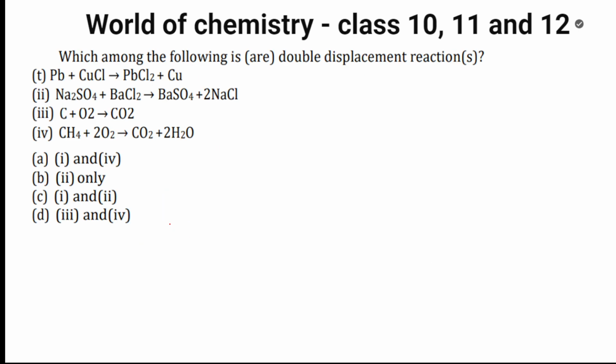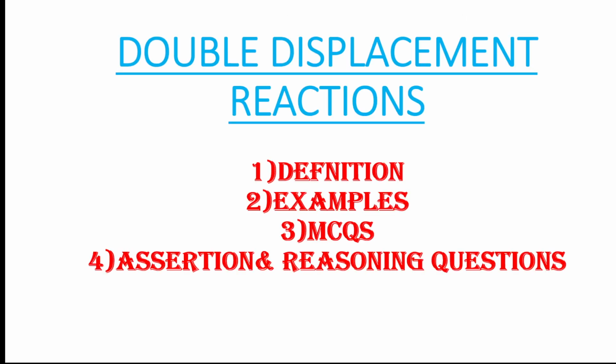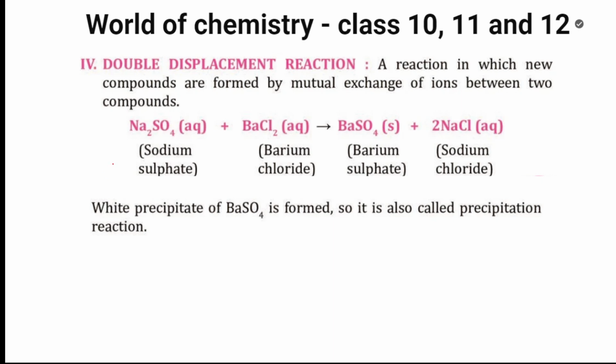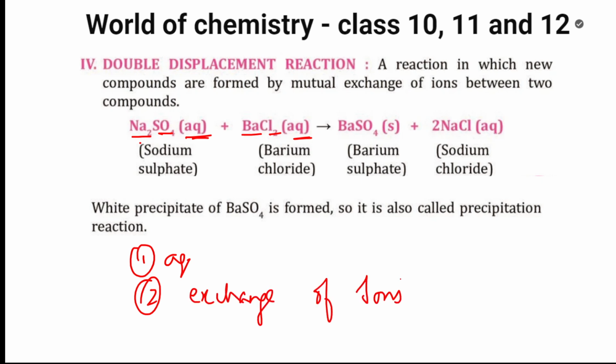Let's see one more question. Which among the following are double displacement reactions? Okay. What are double displacement reactions? Let us see double displacement, then come to that question. In double displacement reactions, students, remember, there is exchange of ions. There are two aqueous solutions, point number one. Second thing is there is exchange of ions. Now see here, this is positive, negative, positive, negative. This is plus 2, this is plus 1, this is minus 2, this is plus 2, this is minus 1. So there is exchange of ions between two compounds.